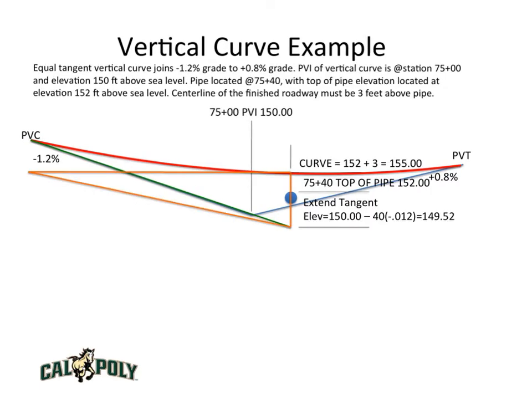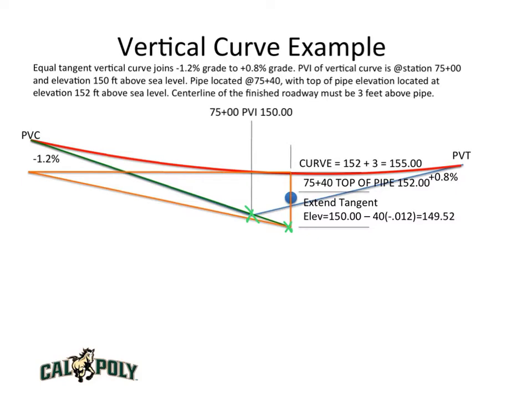Here we go. So I've extended the tangent. As you can see, the green line extends the tangent 40 feet. So I can calculate the elevation of the point on the tangent at station 75 plus 40, which is just 150, which was this elevation, minus 1.2% times 40 feet in order to get the elevation here. So we can calculate that that is equal to 149.52. So we know the elevation of the top of the pipe is 152, and then we know that the elevation at the finished grade is 155.